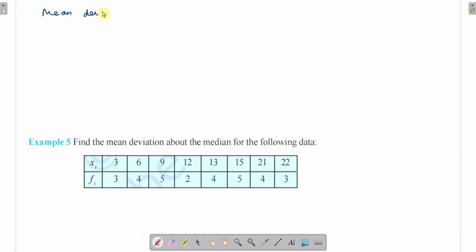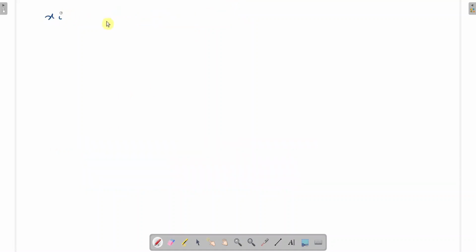Mean deviation about median. For this we have to look at an example. Find the mean deviation about the median for the following data. Here what we have to do is make a table with xi, fi and cf. Cf is nothing but cumulative frequency.